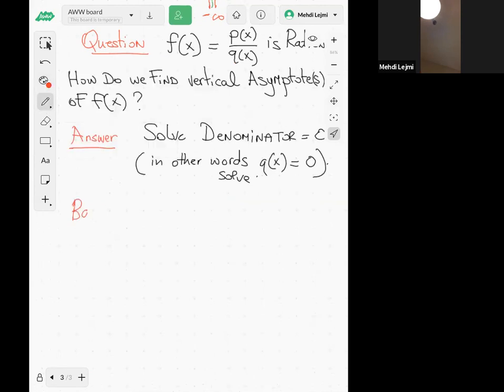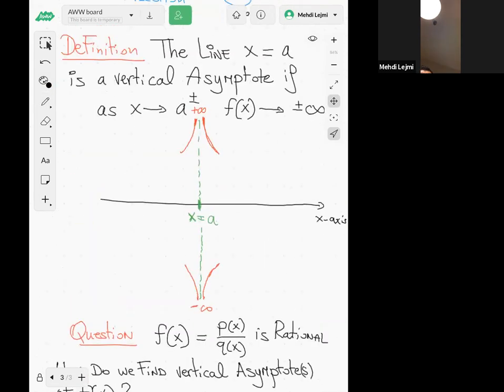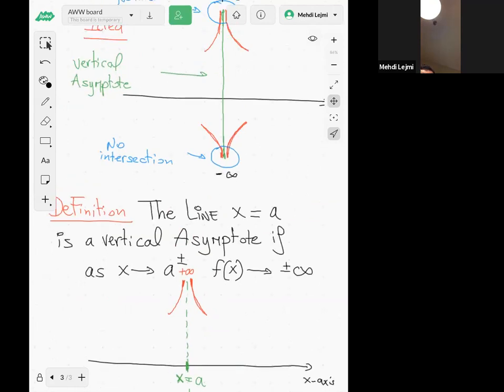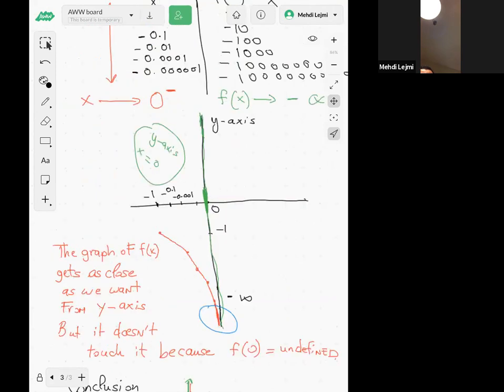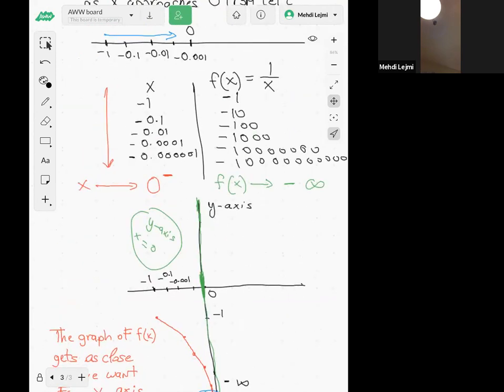So back to the example, f of x equal to 1 over x. To find the vertical asymptote, guys, remember, we try to approach 0. As you can see here in the table of values, the values of x were approaching 0. We try to approach 0 from the left and from the right.